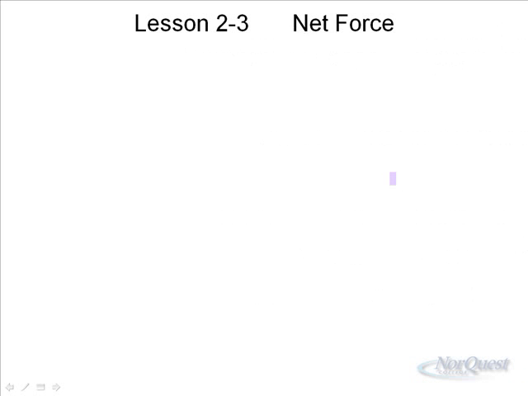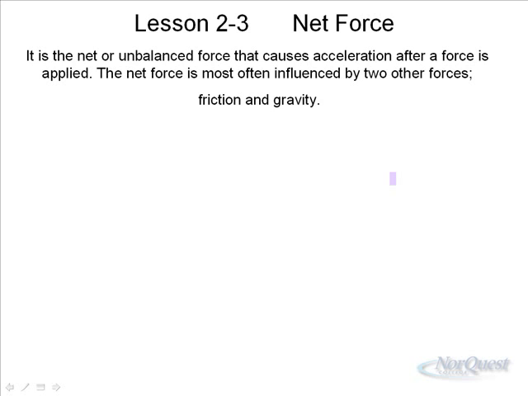So, if an object is being influenced by forces, it's the net or unbalanced force that causes the acceleration. This is, of course, according to Newton's second law. After a force is applied, the net force is most often influenced by two other forces. One is friction, and the other one is gravity.